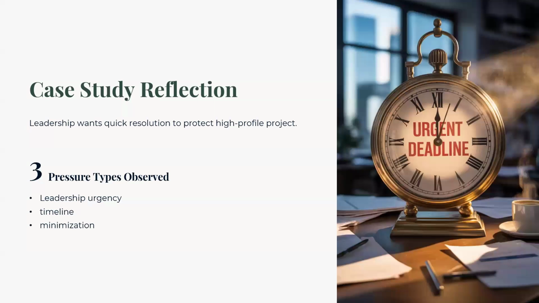All right. So in reflecting on that case study, what we see is that leadership wants a quick resolution to protect a high-profile project. Some of the pressure types that we see Derek deal with in his interaction with Maya is leadership urgency, right? And so we see that the person being investigated is leading this project, and so people want the investigation to move quickly. The execs are getting questions and they're feeling the heat, and so they want this to move forward quickly. We see pressure around the timeline, right? We hear Maya say she'll let them know that it's in progress, but not on the timeline that they want.